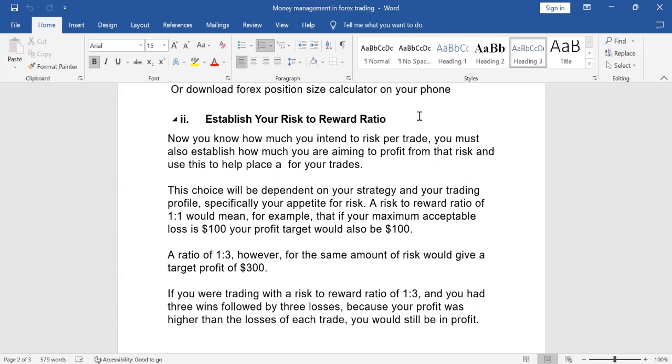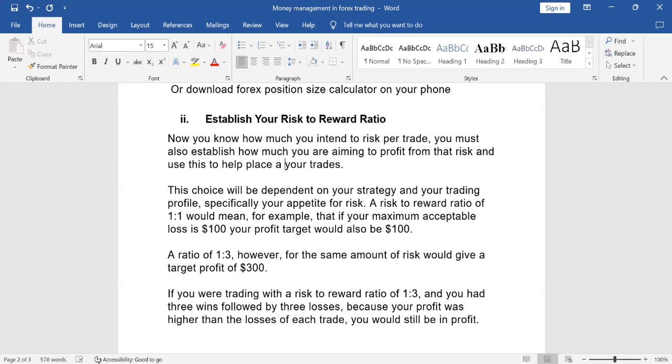Now you know how much you intend to risk per trade, which is the one we did the other time. You must also establish how much you are aiming to profit or gain from that risk, and use it to help you place your trade. Every trade you are taking, because you are using 1%, you'll be losing $10. But how much are you willing to gain? That is what we call 1:1, 1:2, 1:3, 1:4, 1:5, 1:6, 1:7.